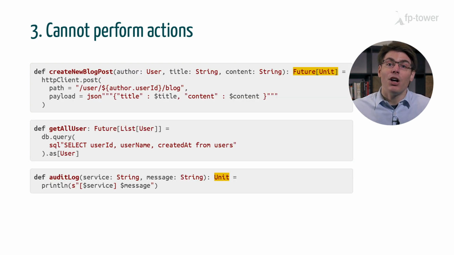In practice, a Scala function which returns unit is a procedure used for taking actions in the external world, as we can see here with create new blog post and audit log.